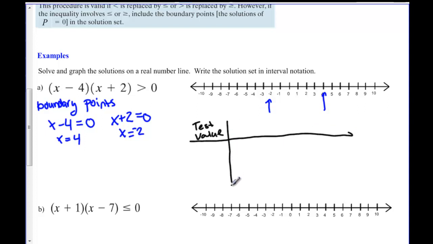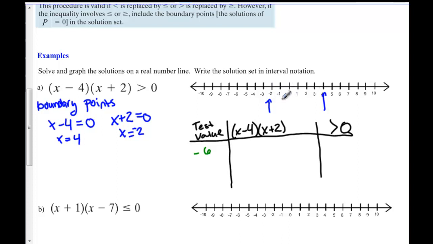I'm going to think about plugging that test value into the x minus 4 times x plus 2. And then I need to determine if that is greater than 0. All right, so for my test values, I need to pick something less than negative 2, something between negative 2 and 4, and then something greater than 4. So pick a number less than negative 2 for me. Negative 6, sounds good.